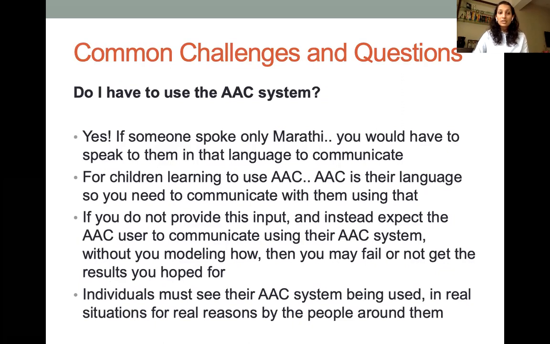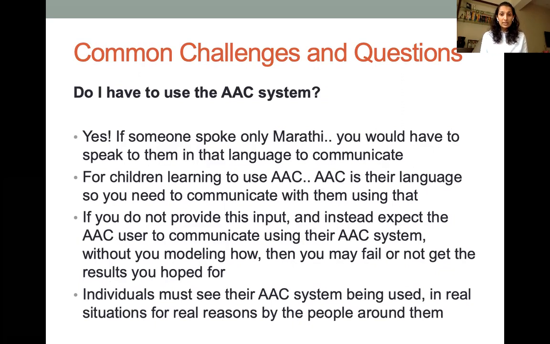So the next question is, do I have to use the AAC system? Meaning, as a caregiver, as a parent, as a therapist, do I have to use it? Yes, absolutely. Okay, if someone spoke only one particular language, like Marathi or French, you have to speak to them in that language to communicate. So similarly, for children who are learning how to use AAC, AAC is their language. So you have to use that to communicate with them.